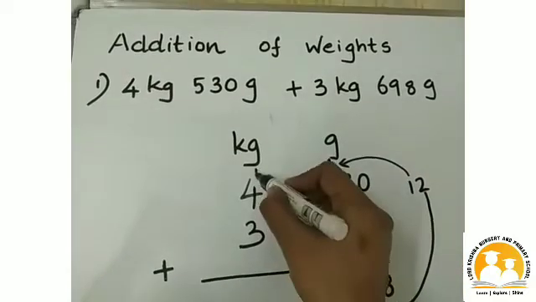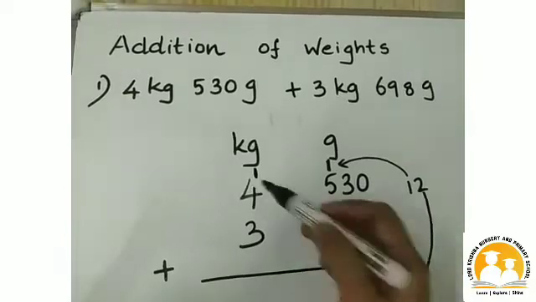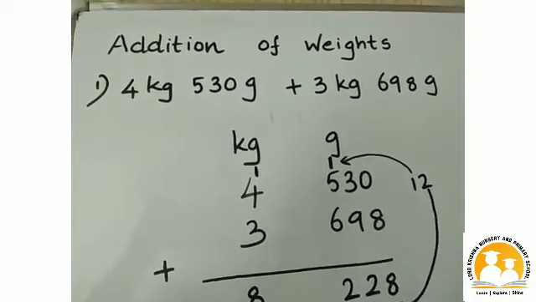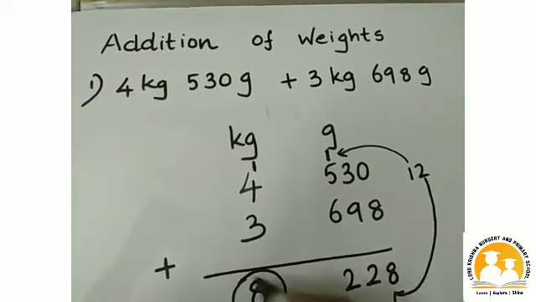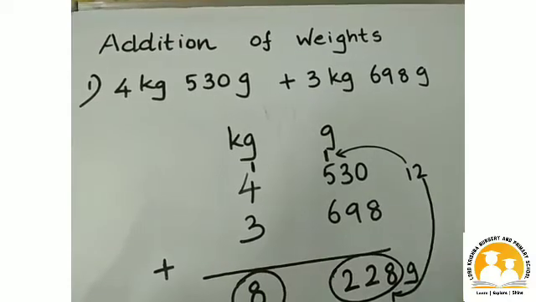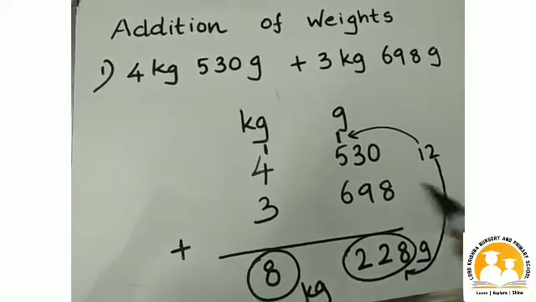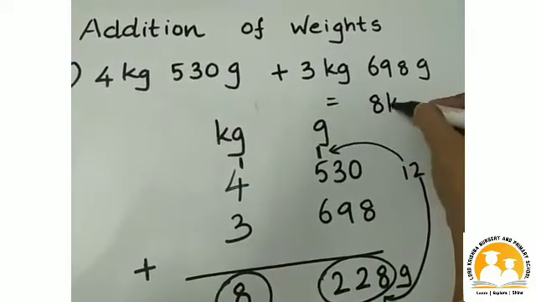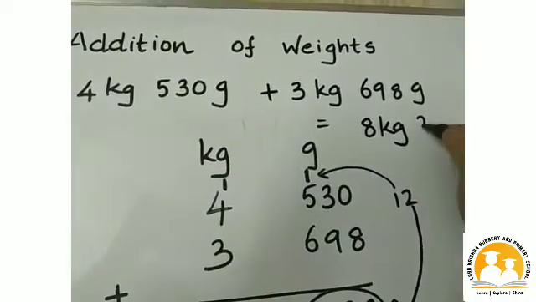1 plus 5 plus 6 is 12, so 2 comes here and 1 goes there to the next unit place. 4 plus 1 plus 3 is 8, so the answer is 8 kilogram and 228 gram. We can write the answer as 8 kilogram and 228 grams.